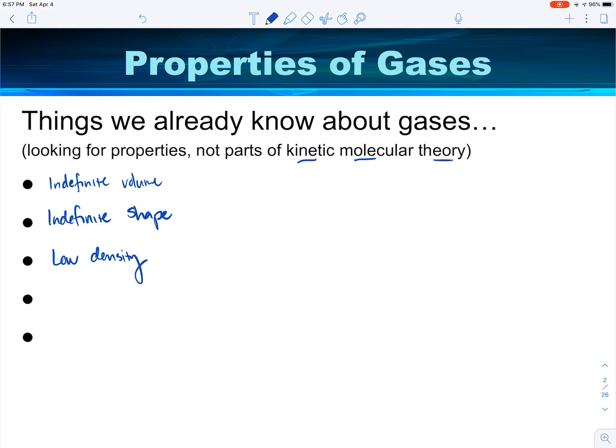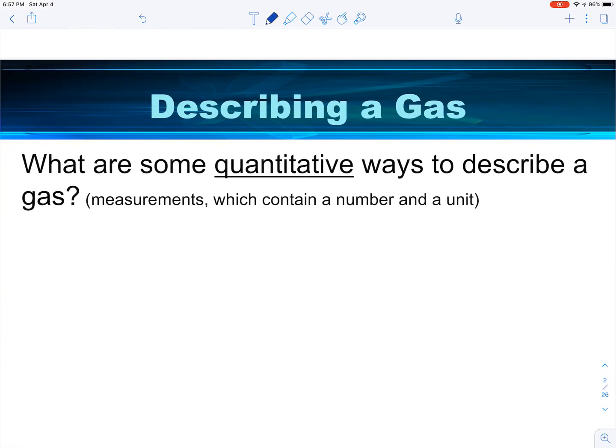Okay, we also know that they have an incredibly low density, often about 1,000 times less than that of the liquid form, and they are compressible, which is related to the indefinite volume. Of course, a lot of these are just derivatives of the same basic properties. And lastly, the one thing that we'll say is that they exert pressure on their containers. All right.